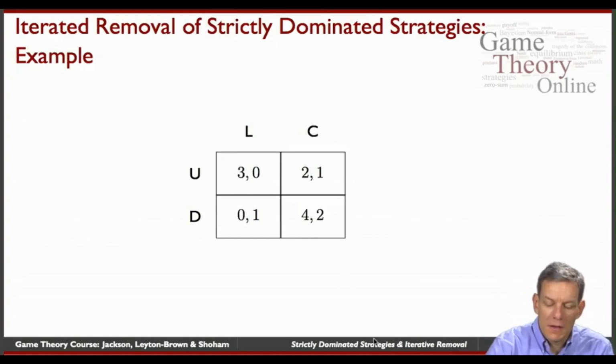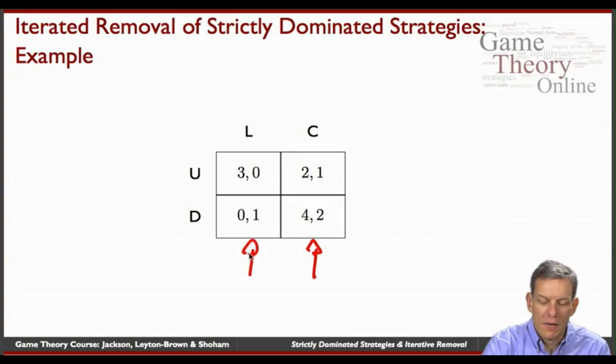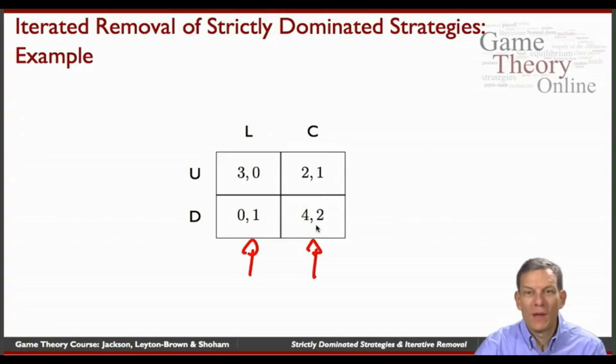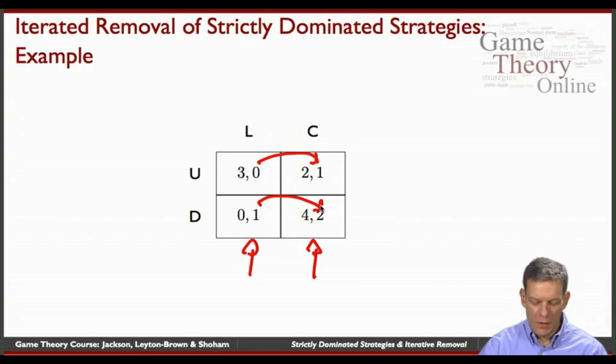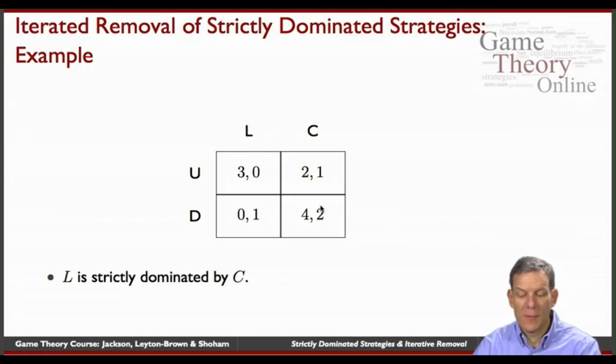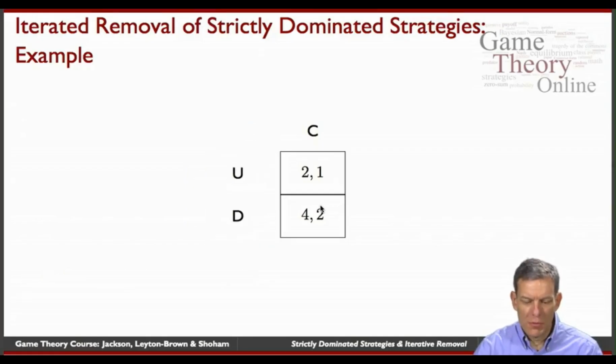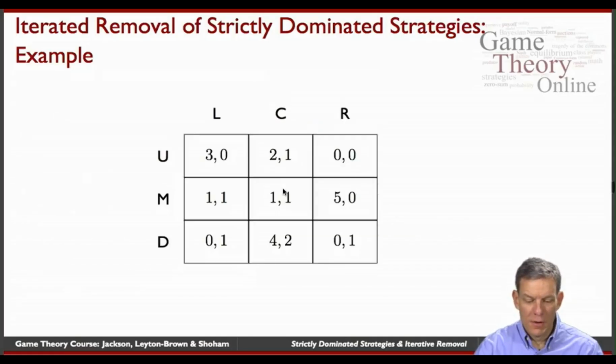Now once we've done this removal, C is dominated by L, right? So the column player would always get a higher payoff playing C than playing L in this game. So L is strictly dominated by C. We can get rid of L. Simplify the game further. You can see where this is going. Boom, we're down to a very simple game. Now, if this is the game that's left, the row player is better off playing down than up. Boom. So what do we end up with?